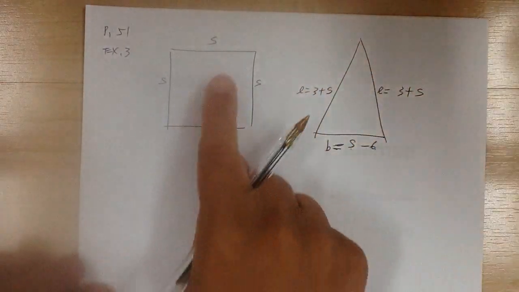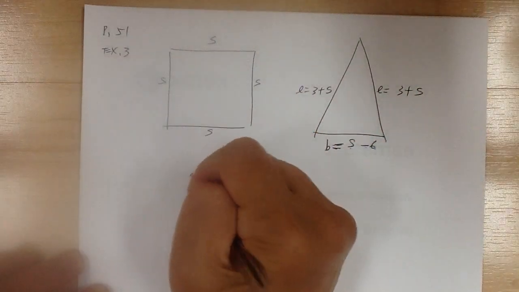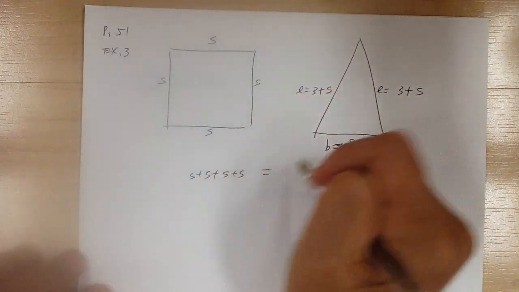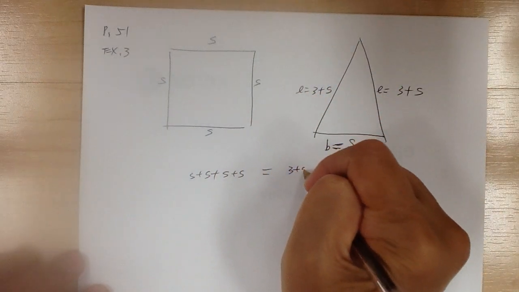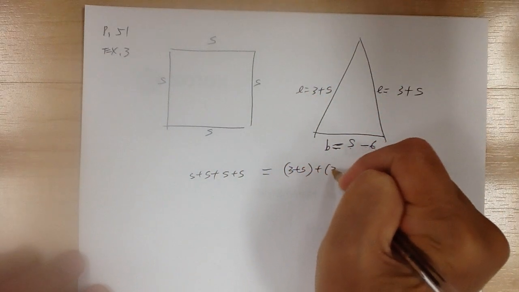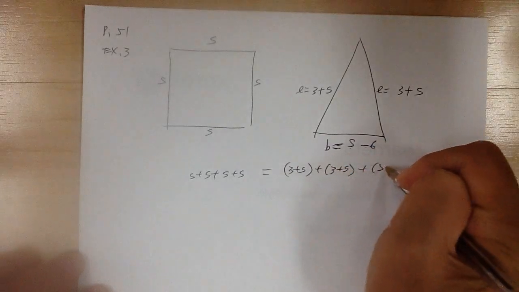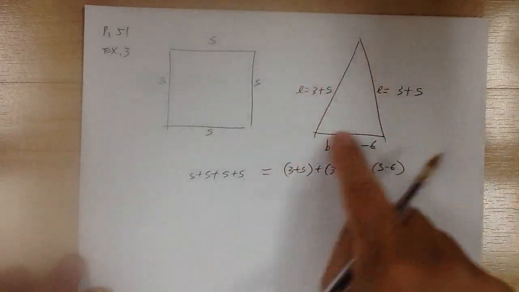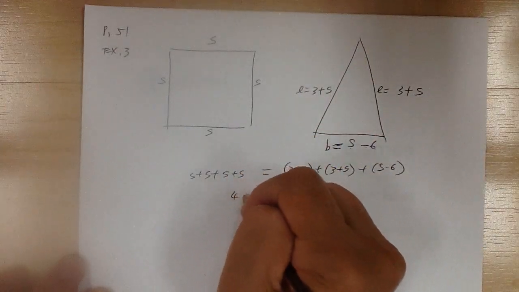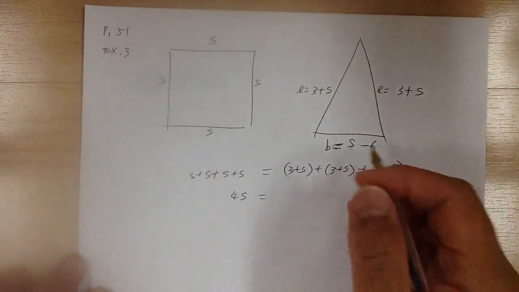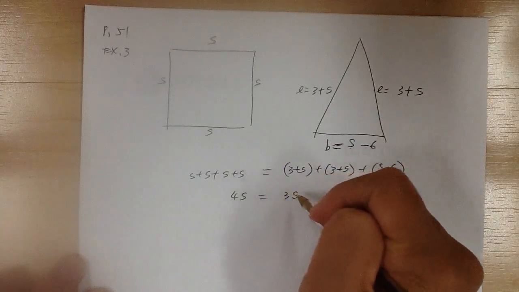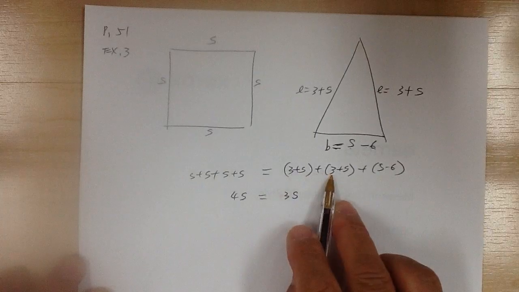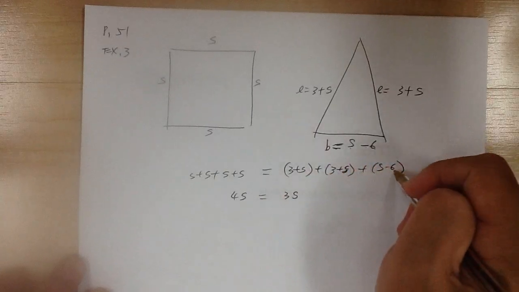So again, the perimeter over here is S plus S plus S plus S, so that's the 4 sides. The triangle has 3 sides, so it would be 3 plus S plus 3 plus S plus S minus 6. Again, this is the perimeter of 3 sides. When you simplify, you get 4S equal to, you add all this together, 3S. And 3 plus 3 is 6, minus 6 is 0.